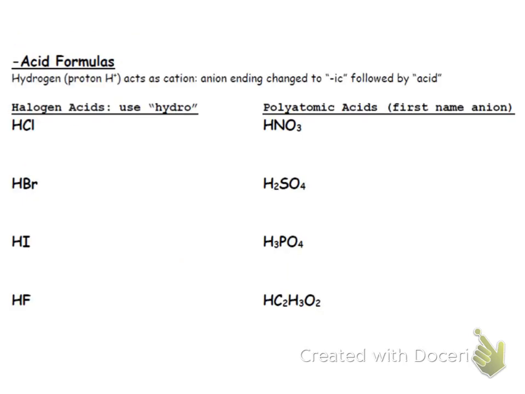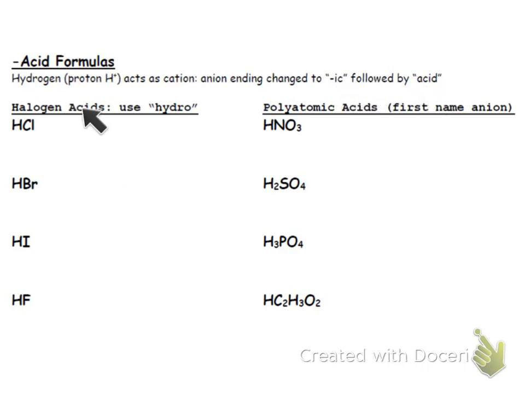Okay, so acid formulas. There are 2 basic types of acid formulas. One thing to know about acids is they always start with a hydrogen, and we call the hydrogen a proton. It's H+, it acts like a cation. It's not quite a cation, but we treat it like a cation. We write formulas just like we would with any other cation. And then for acid names, we take the ending and change it to -ic, followed by the word acid.